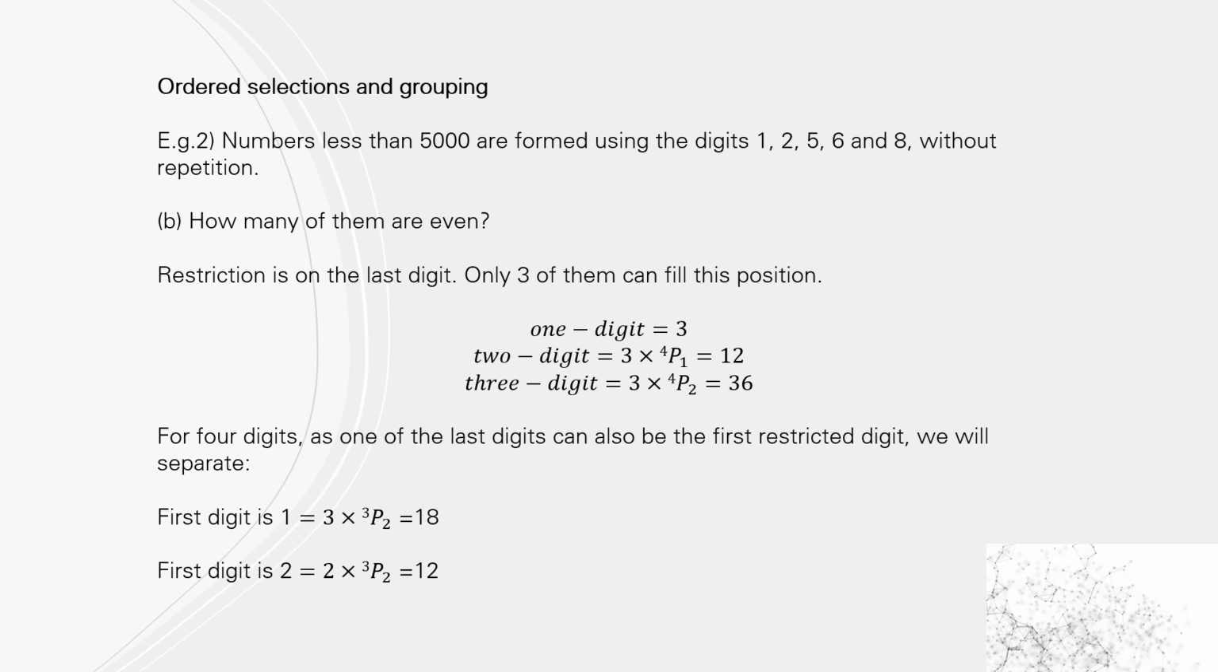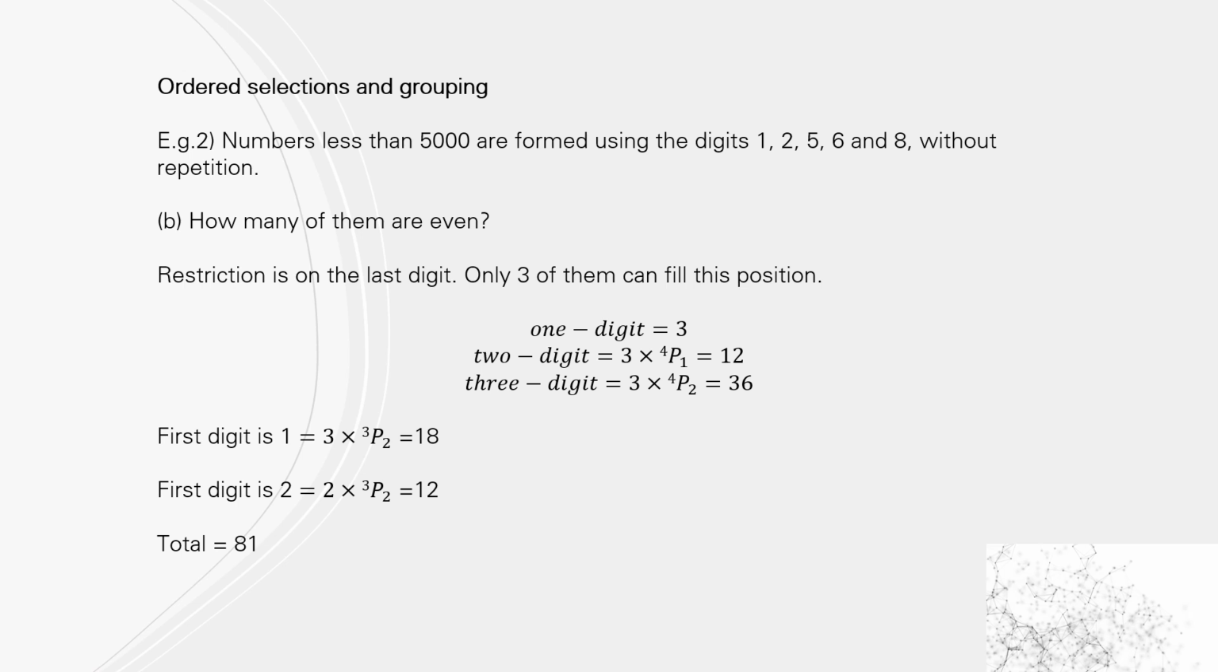If the first digit is 2, well, now you've lost one of your even numbers at the end. So now you've only got 2 even numbers that can fill the last spot. You've still got 2 positions because it's 2,000 and something. So you've still got 2 positions to fill out of the 3 numbers left. So it's times 3P2, which is 18. Adding all those together gives us a total of 81.